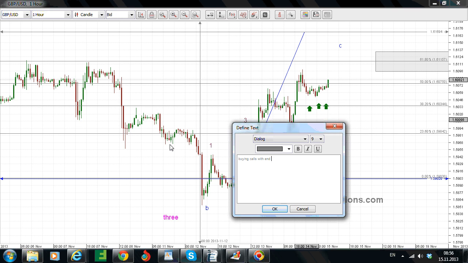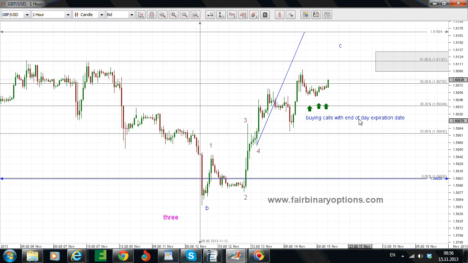So with end of day expiration date. End of day being, this is Friday, London not even started yet. So basically at the closing of New York would be the expiration date.